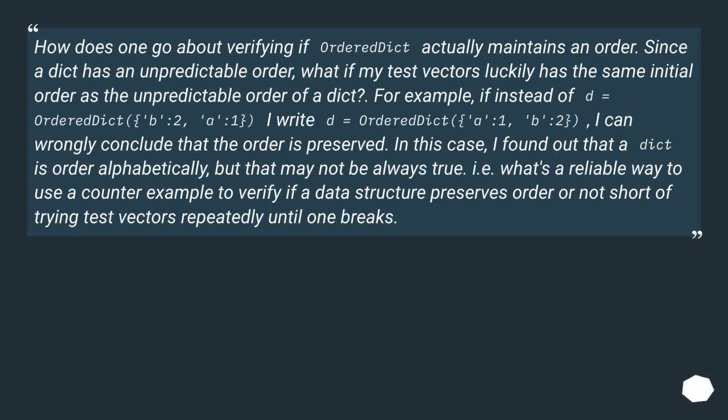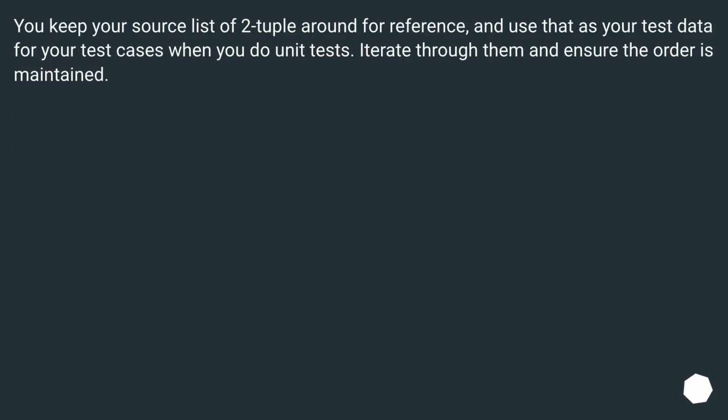What's a reliable way to use a counterexample to verify if a data structure preserves order or not, short of trying test vectors repeatedly until one breaks? You keep your source list of 2-tuples around for reference, and use that as your test data for your test cases when you do unit tests. Iterate through them and ensure the order is maintained.